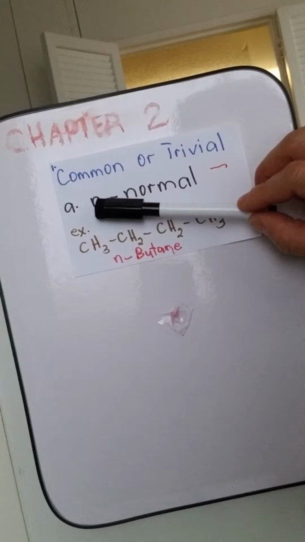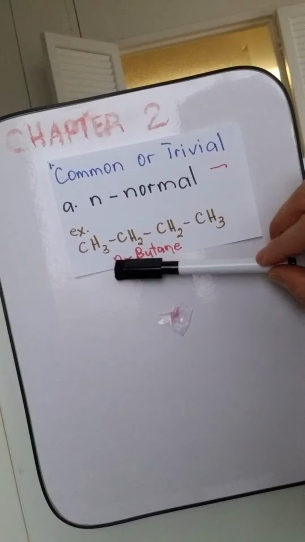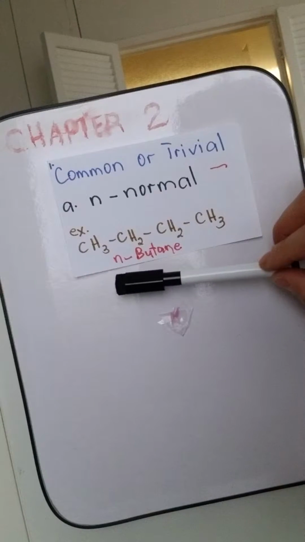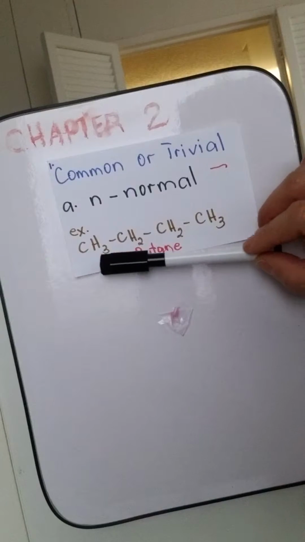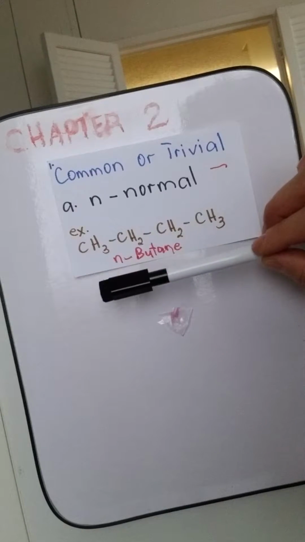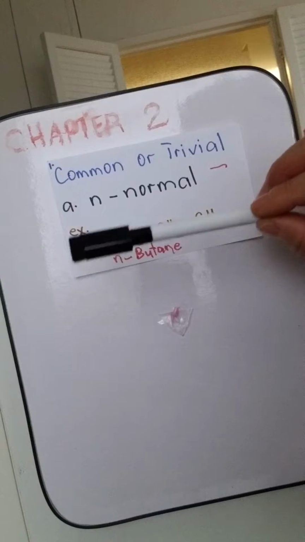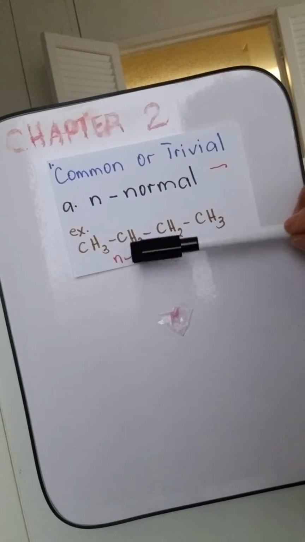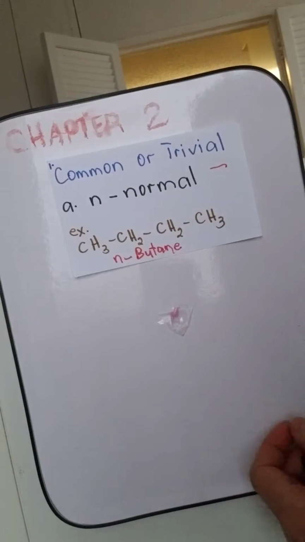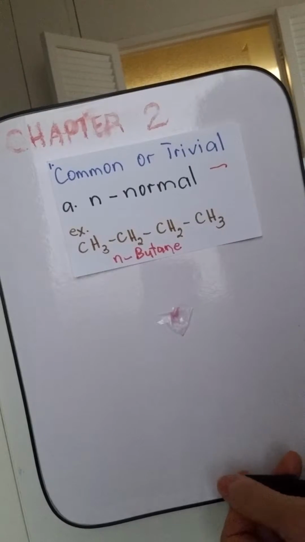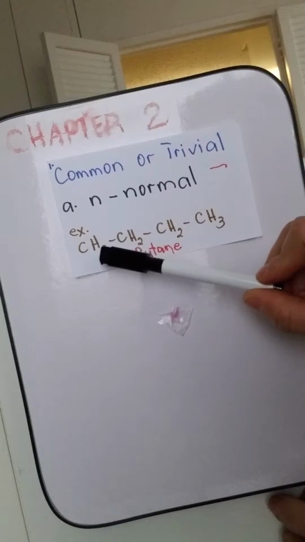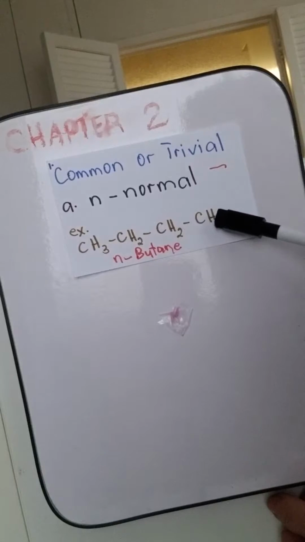That's why you have this N for the common name. N means that if the name of that structure starts with the letter N, automatically that compound is normal. What is normal? The structure is straight. Normal, straight, having a straight chain of carbon atoms. So that's why you have N. And then a total of 1, 2, 3, 4 carbon atoms.